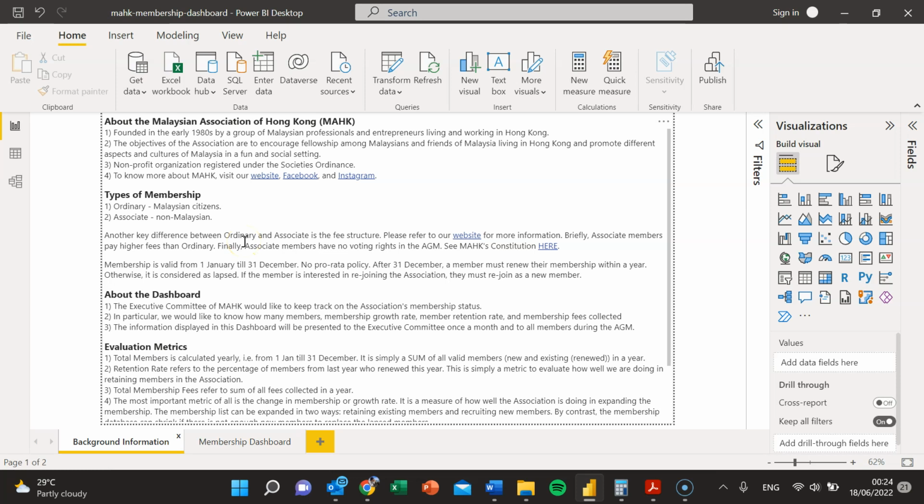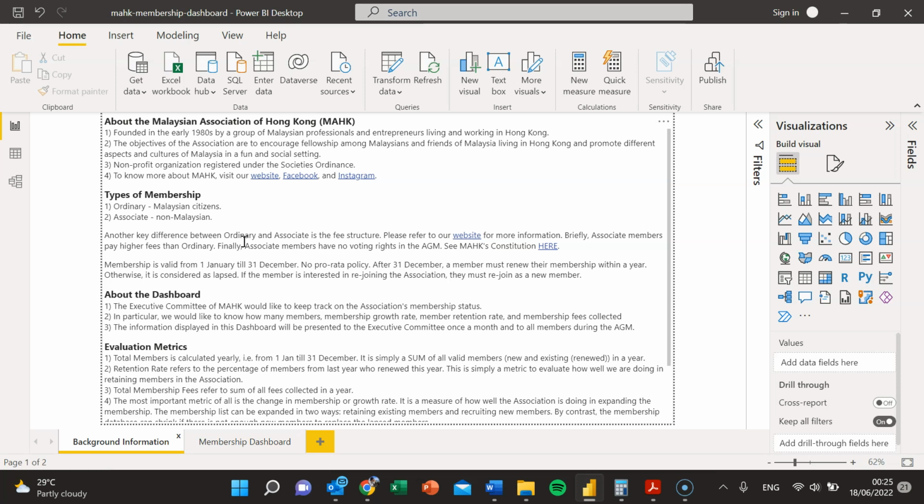Membership is valid from 1st of January till 31st December. MAHK does not have a pro rata policy. After 31st December, the membership has expired and must be renewed within a year. If the membership has expired for more than a year, the member will have to rejoin the association as a new member if they are interested.